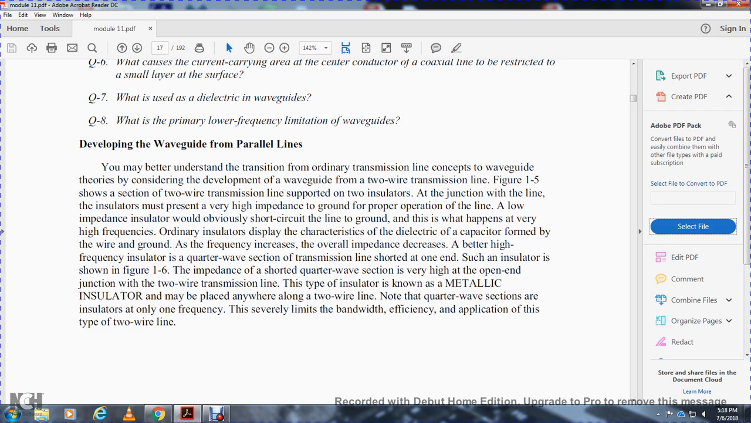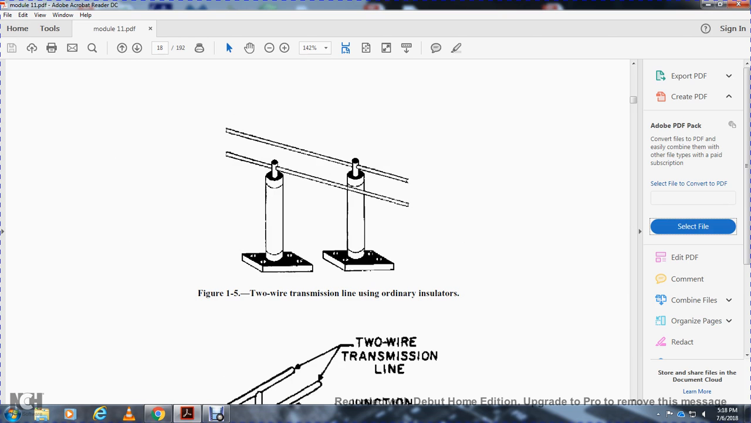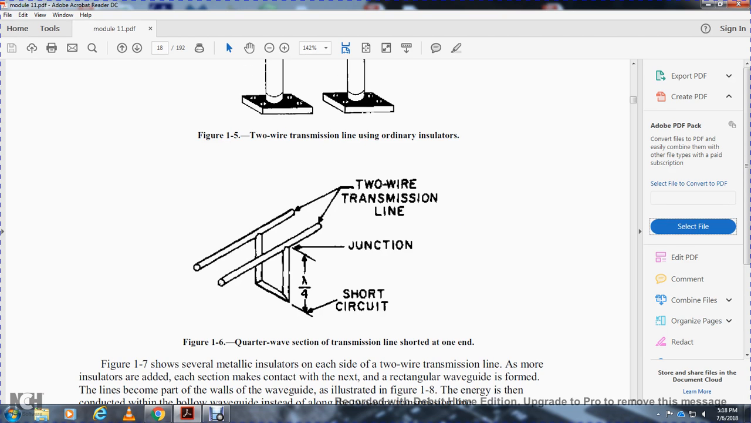Note that the quarter-wave sections are insulators at only one frequency. This limits the bandwidth, efficiency, and application of this type of two-wire line. Figure 1-5 shows the two-wire transmission line using ordinary insulators, and also shows the quarter-wave section of transmission line shorted at one end, the two-wire transmission junction short circuit.